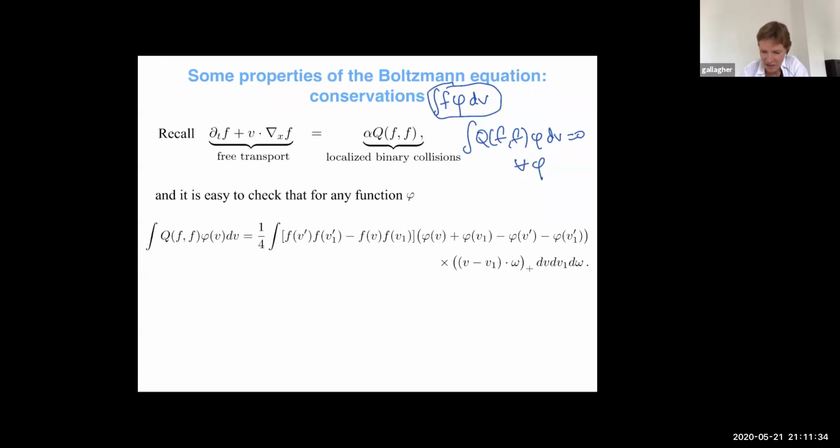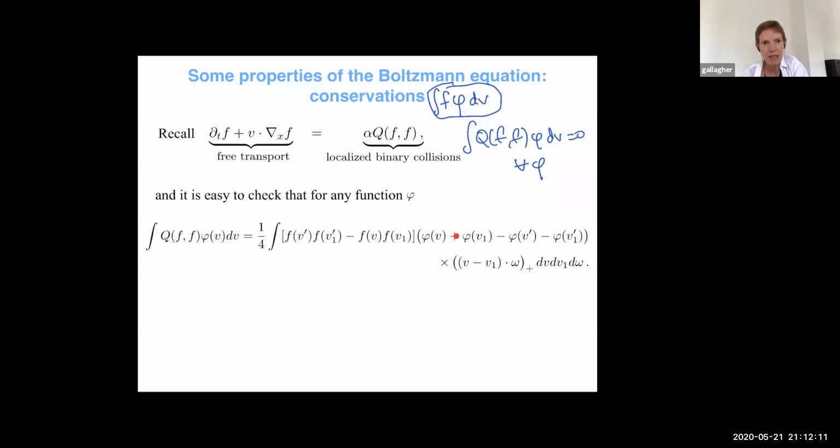So in what cases do you get that Q of f, f times phi is 0? Well, you use the symmetries of your collision cross-section here, meaning you can exchange v and v1 up to changing omega into minus omega. That will say that you can replace phi by half of phi of v plus phi of v1. You can also exchange v1 into v'1, and that changes the plus sign into a minus sign. So that explains the minus sign here. Okay, and so if you do this, you have 1/4, which doesn't matter very much. So you see that Q of f, f times phi is this term here.